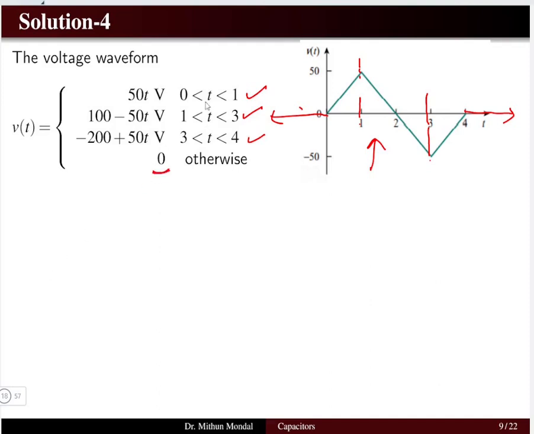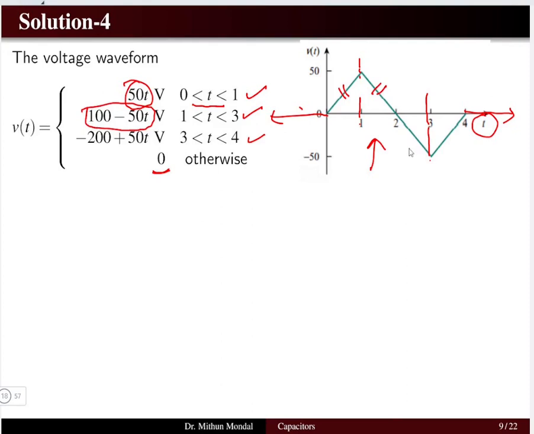However, with respect to time, if we see from 0 to 1 second, because time unit will be in second, then this is a straight line whose equation you can write as 50 into t. Similarly, from 1 to 2 second, you can write the equation to be 100 minus 50 t.